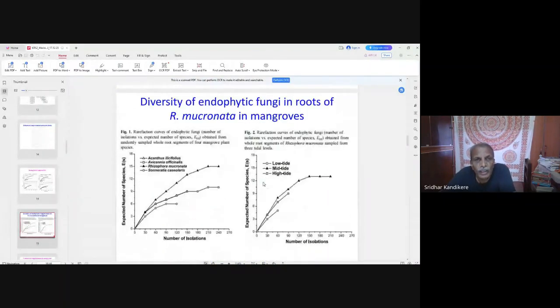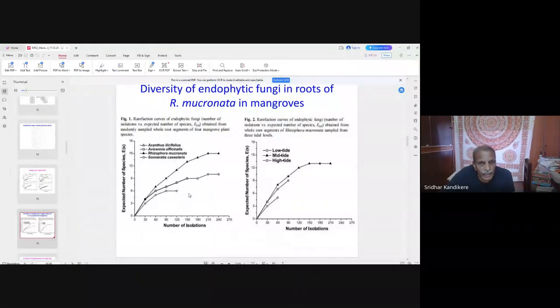Now, diversity of endophytic fungi in roots of Rhizophora mucronata in mangroves. We studied endophytic fungi in four different plant species: Acanthus ilicifolius, Avicennia officinalis, Rhizophora mucronata, and Sonneratia caseolaris. Rhizophora mucronata showed the highest number of endophytic fungal species, followed by Avicennia officinalis, and then Sonneratia. Acanthus ilicifolius is almost merged here.